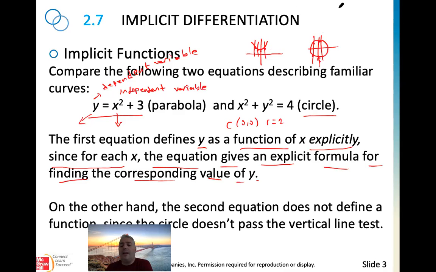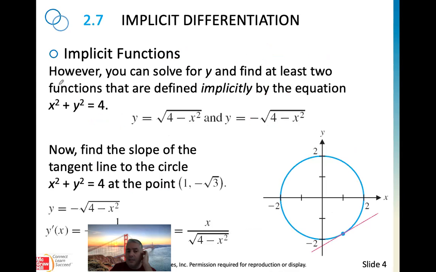What is the vertical line? No. So this is a function, sorry, this is a function by using the vertical line test, but this is not a function since when we use the vertical line test, there are 2 points. Okay, so let us continue. Implicit function, however, you can solve for y and find at least 2 functions that are defined implicitly by the equation.